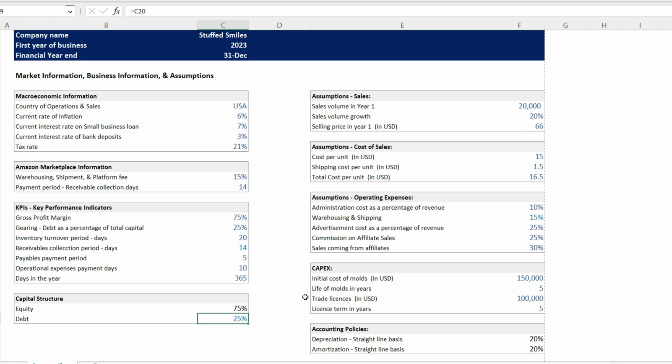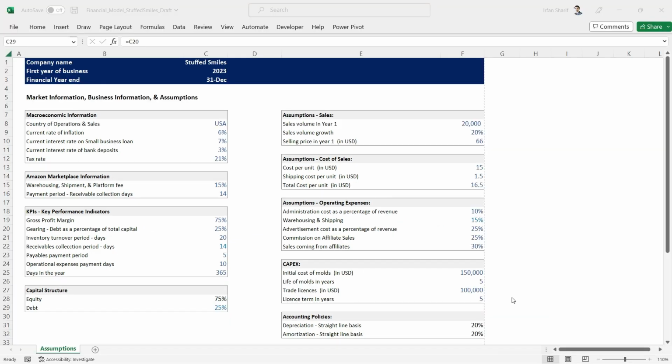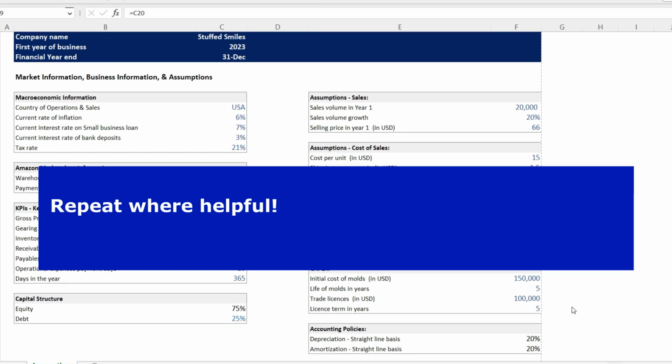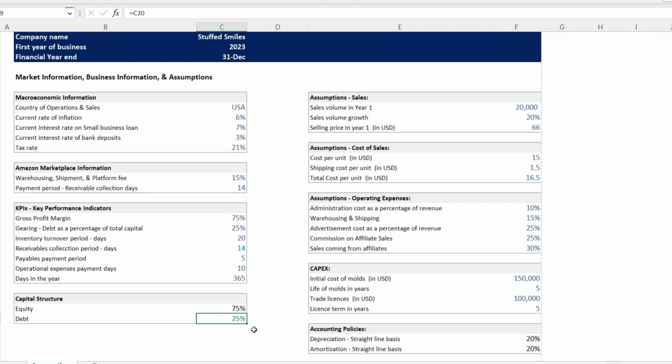The third qualitative aspect is repeat where necessary. You can see that I have mentioned here my debt is 25%, but this information was already given here. Then what is the point of repeating that? The point is that anyone who is looking at the capital structure would be expecting this information here, and by providing it here, I have made sure that the user won't have to go back. So it will save his time and it will become more meaningful.